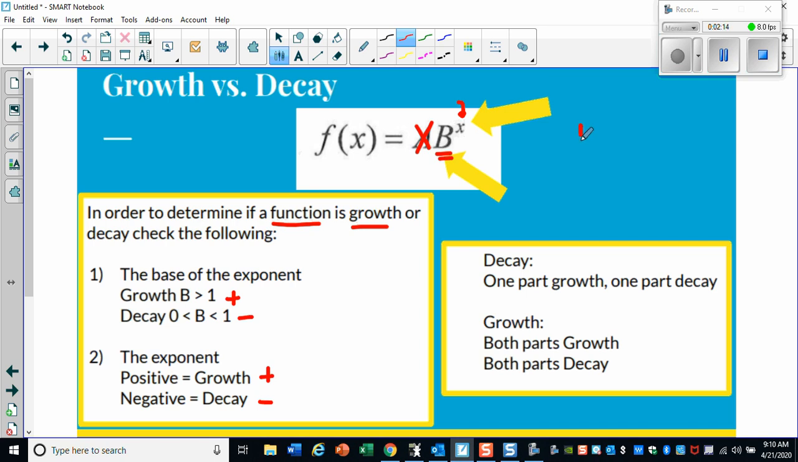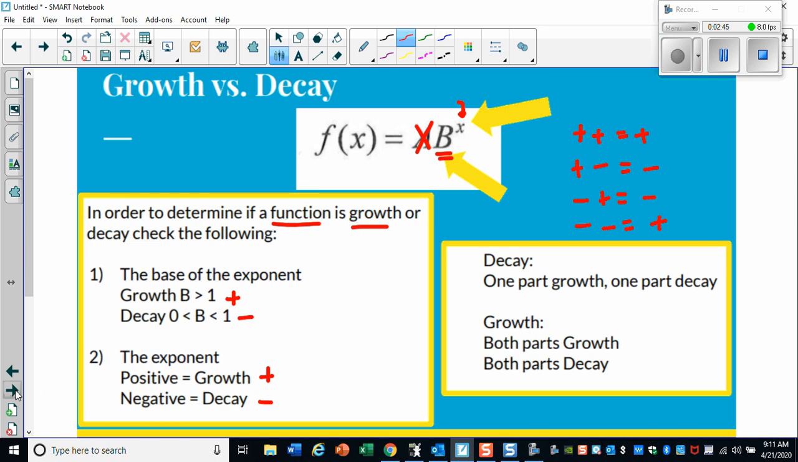If the base is a growth and the exponent is a growth, then it's going to be a growth function. If the base is a growth and the exponent is decay, it's going to be a decay function. If the base is a decay and the exponent is a growth, it's a decay function. If the base is a decay and the exponent is decay, that actually ends up being a growth function. So the plus represents growth and the minus represents decay. That's one way to do it.